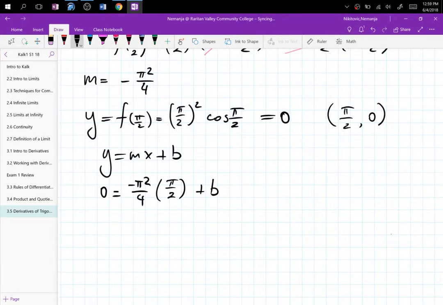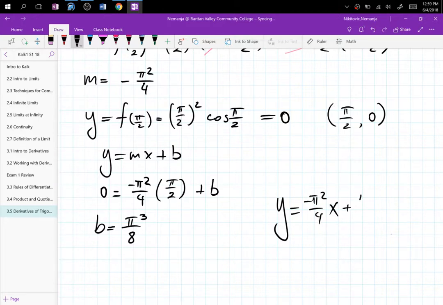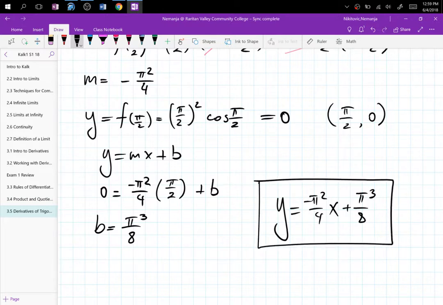Now, this is pi cubed over 8. So b equals pi cubed over 8. So what's the equation? y equals negative pi squared over 4 x plus pi cubed over 8. That's it. That's the tangent line at x equals pi over 2. Obviously, as soon as you change pi over 2, the equation of the tangent line will change.